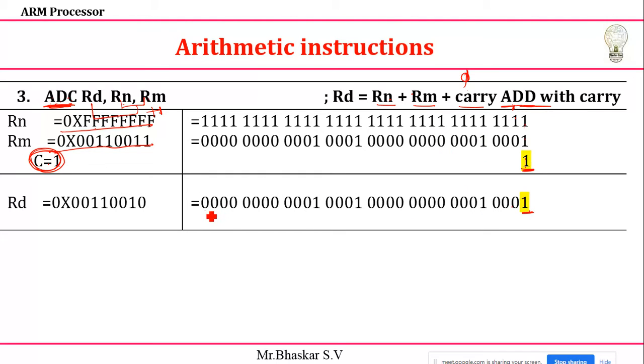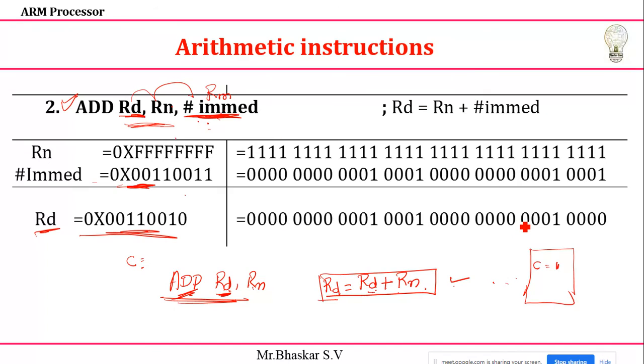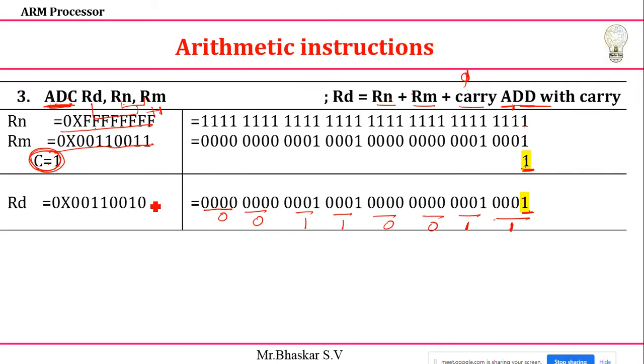So now what is the value you'll get? This is 0, this is 0, 1, 1, 0, 0, 1, and I'll get the value, this is 1. But in the previous case, what is the result I got? It is 1, 0. Now I need to change this value to 1, 1. Sorry, yes, 1, 1. This is the result I am getting.